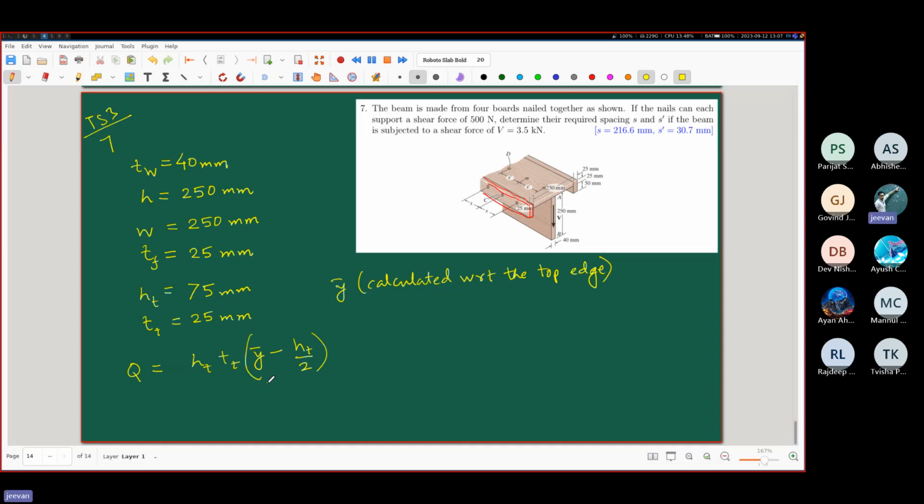Everyone agreed with this? Yes, sir. Okay. Now, from the previous discussions, you tell me. Somebody just now said that he has done this problem by considering the horizontal board, this horizontal board. Is your answer matching?